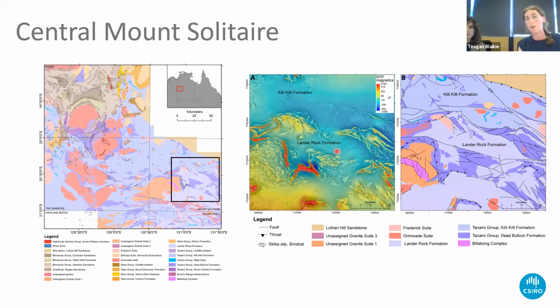We don't see a necessarily abrupt contact between the two formations. It seems to be, at least in this area, transitional. In here you can see these linear magnetic anomalies, which are related to the Dead Bullock formation, and you're getting this irregular texture, which tends to be associated with some of the granites in this area here.